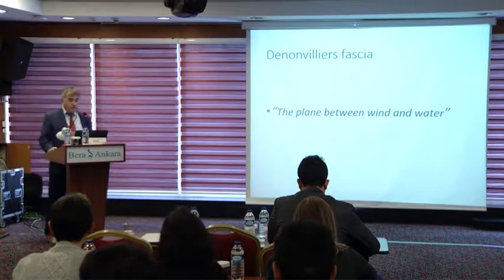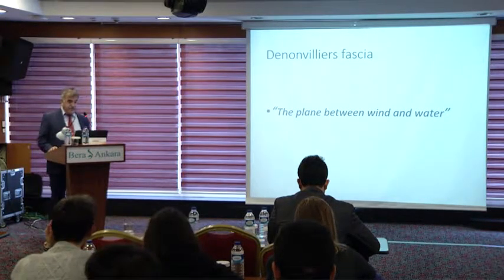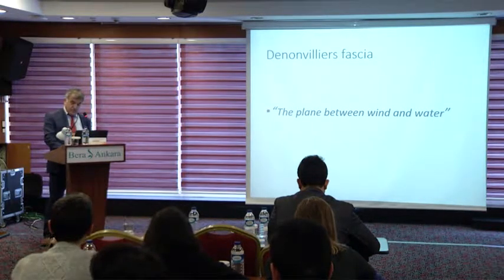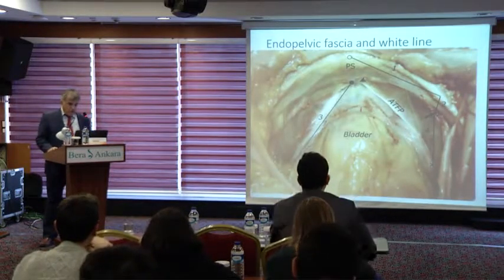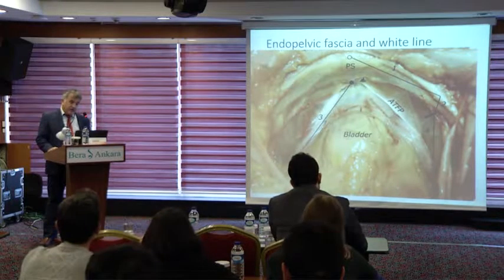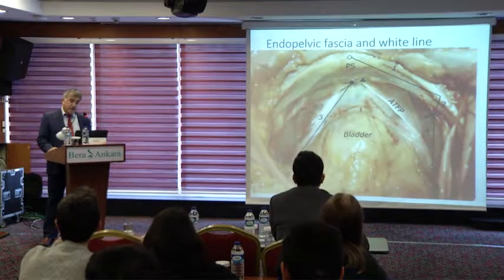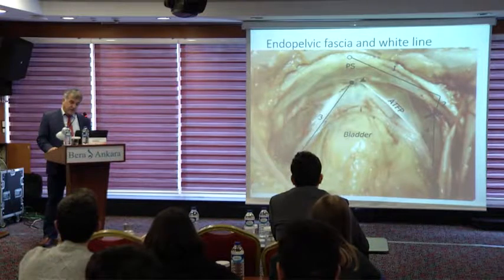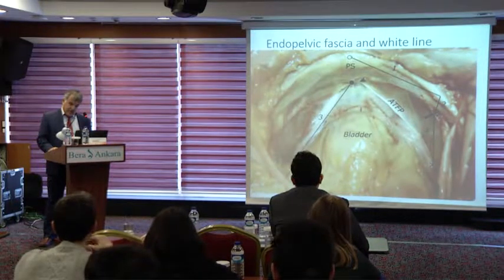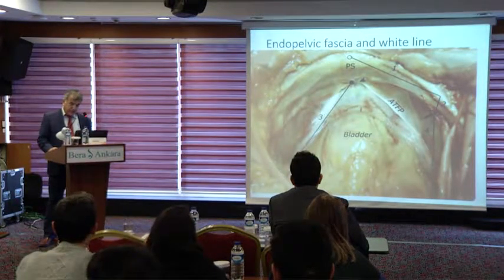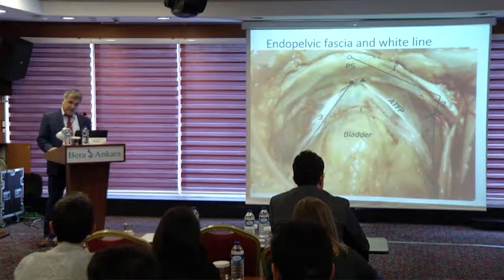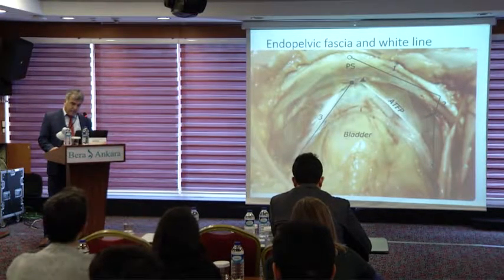Also, Denonvillier's fascia is called the plane between wind and water. This is the white line. It is the border of pelvic visceral fascia and pelvic parietal fascia. If we make a dissection on the lateral side of this white line, or arcus tendineus of the pelvis, it means that we will not protect the neurovascular bundle. Here, pubis bone.